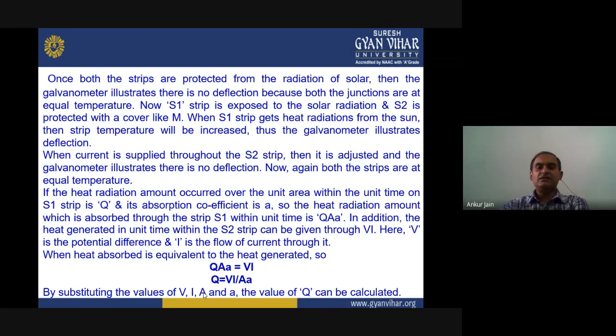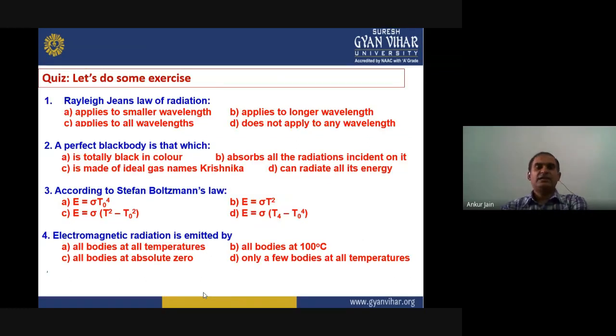Now we will see some of the quiz which we need to solve to judge the knowledge which we have got from this unit of radiation. So the first question of today's quiz is, Rayleigh-Jeans law of radiation applies to a smaller wavelength, applies to longer wavelength, applies to all wavelengths, or does not apply to any wavelength. We know that Rayleigh-Jeans law of radiation is valid for longer wavelength. At shorter wavelength, it gives the phenomenon of catastrophe, ultraviolet catastrophe. So the right answer for this question is option B.